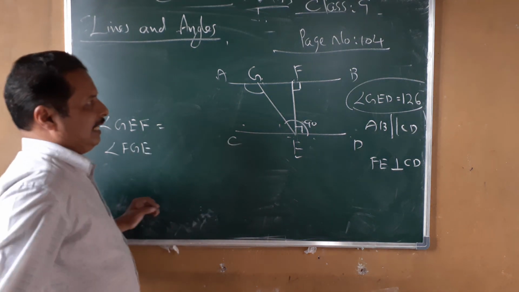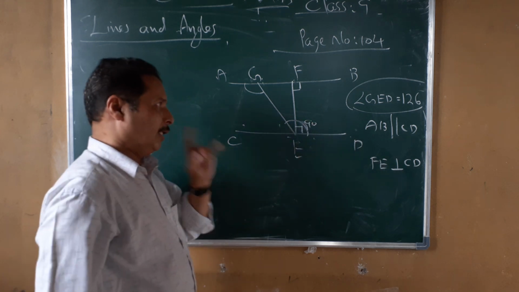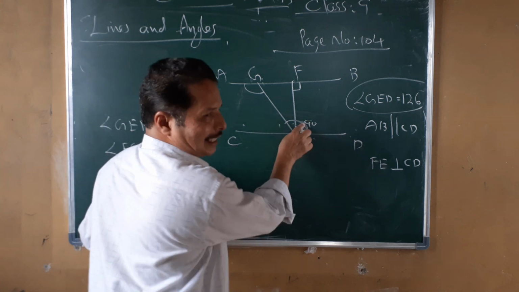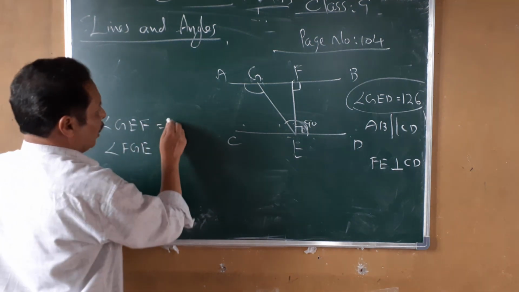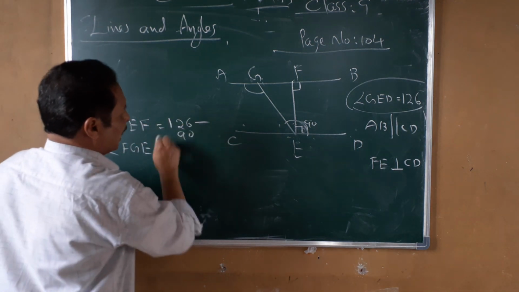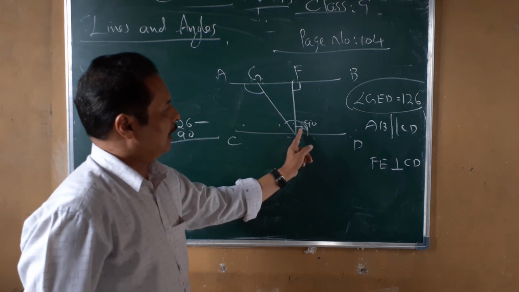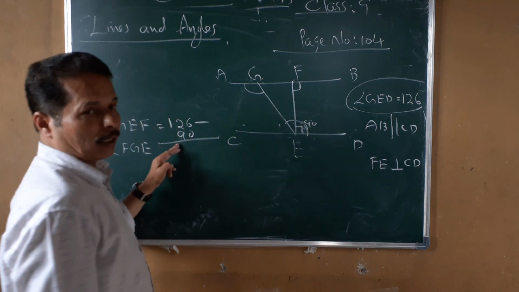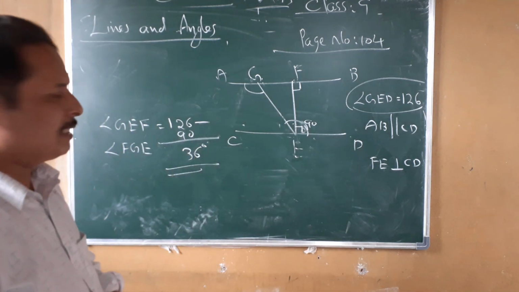Next is GEF. The total is 126. One of the parts is 90. So GEF is equal to 126 minus 90. Total 126. This angle is 90. Remaining is this one. Is it clear? That is 36 degrees. The second answer is 36.